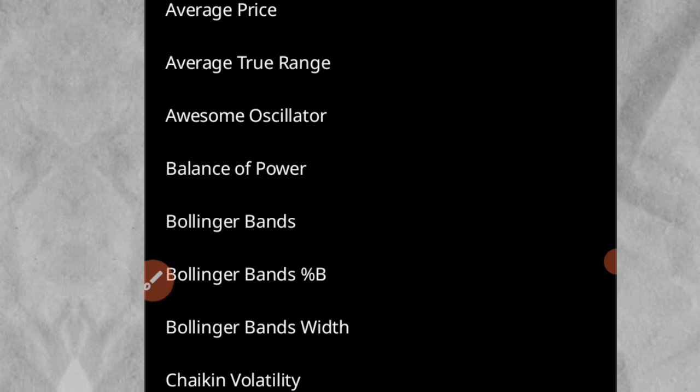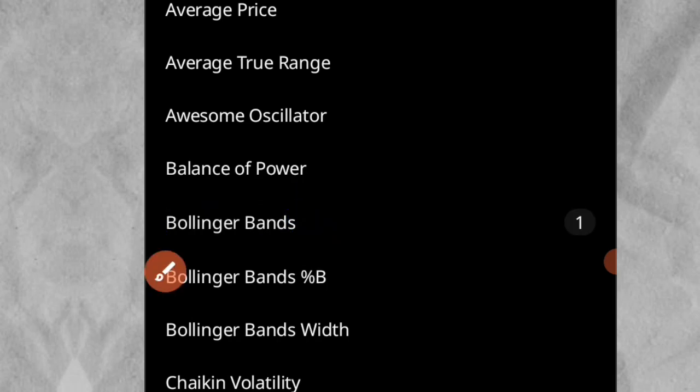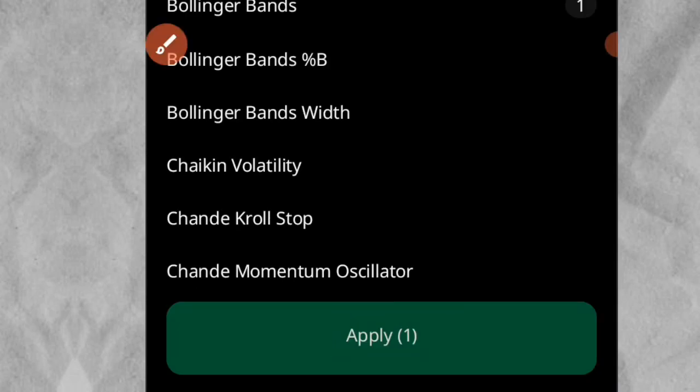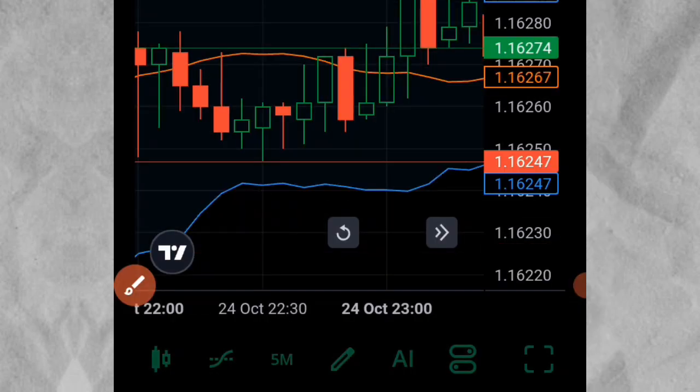Now, we come here, then we click on Bollinger Bands, this one. Once we have clicked on Bollinger Bands, then we click here on Apply. Once we click Apply, it will automatically bring the Bollinger Bands. The Bollinger Bands that you are seeing are this bluish in color. This one. Let me show you. These ones are now the Bollinger Bands.